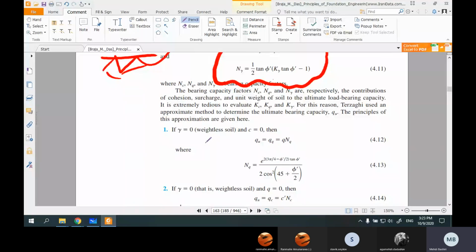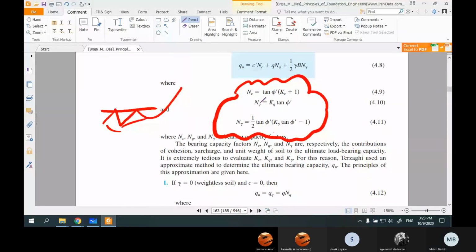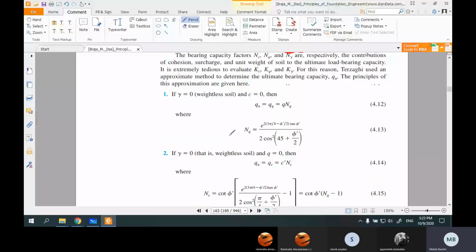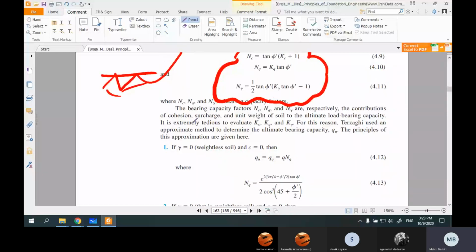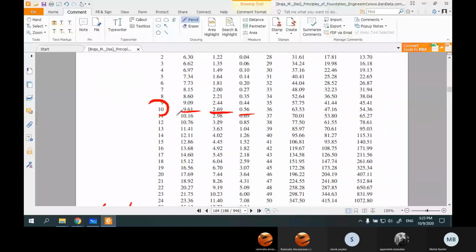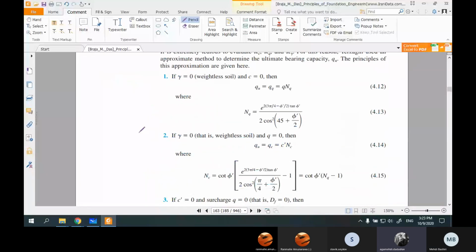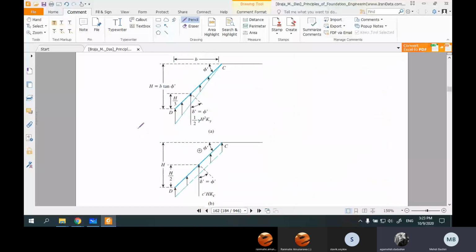You have two options. One, follow this one. It's obvious that following this one is more difficult than using this table, because if you want to follow this, you have to first find this one. Here you can see it says it is extremely tedious to evaluate Kc, Kq, and K gamma. For this reason, Terzaghi used an approximate method to determine the ultimate bearing capacity. If you want to calculate it, how can we find the K?